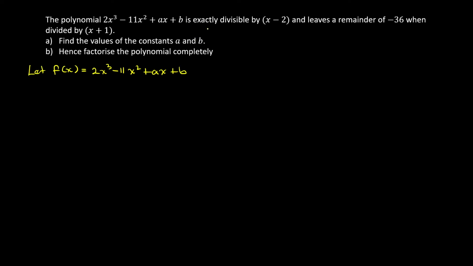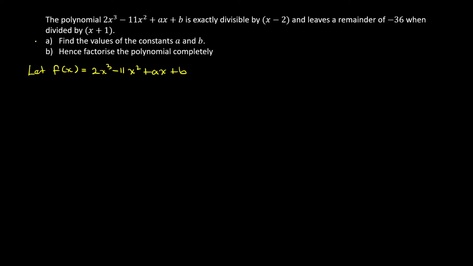It says that f(x) is exactly divisible by x minus 2. What it means to say is that x minus 2 is one of the factors of f(x). All right, if we are able to factorize this whole polynomial, then x minus 2 is one of the factors. And it also says that it leaves a remainder of minus 36 when divided by x plus 1.